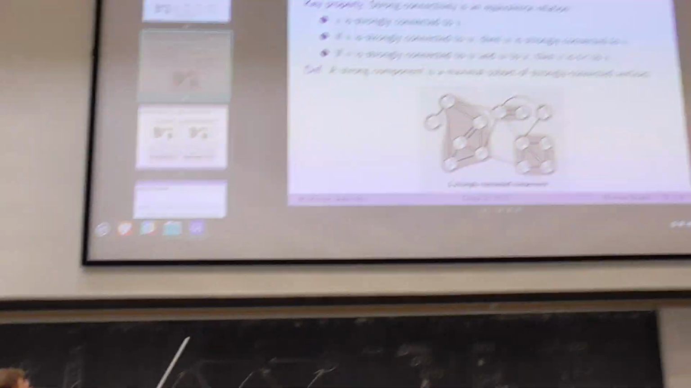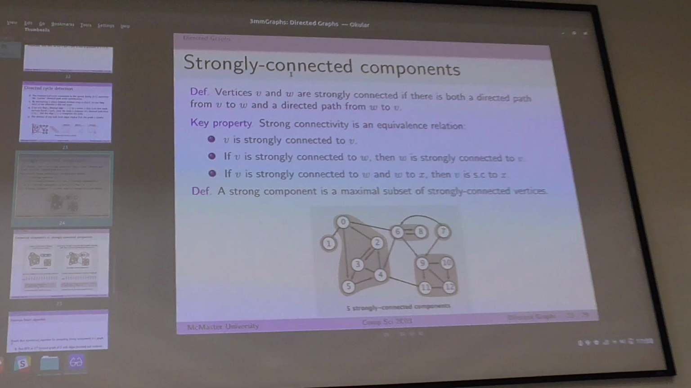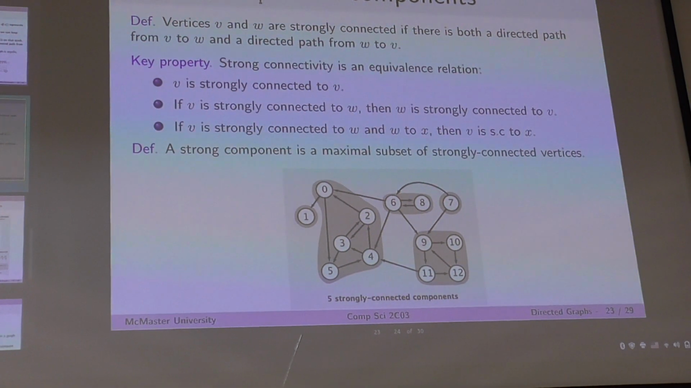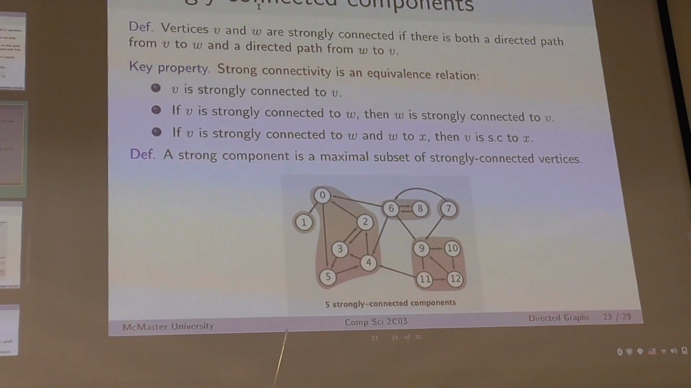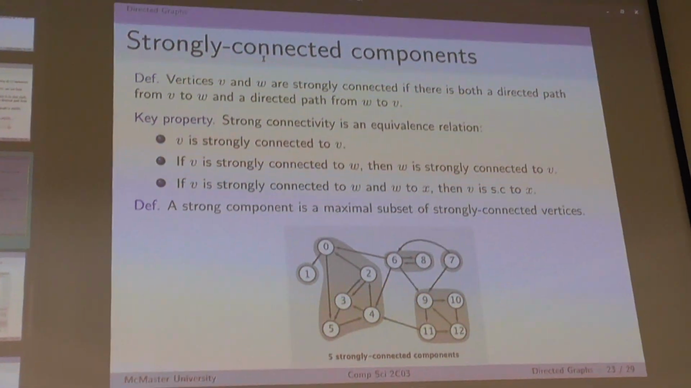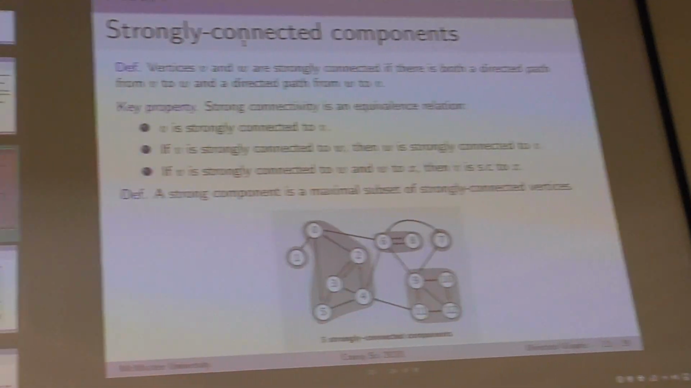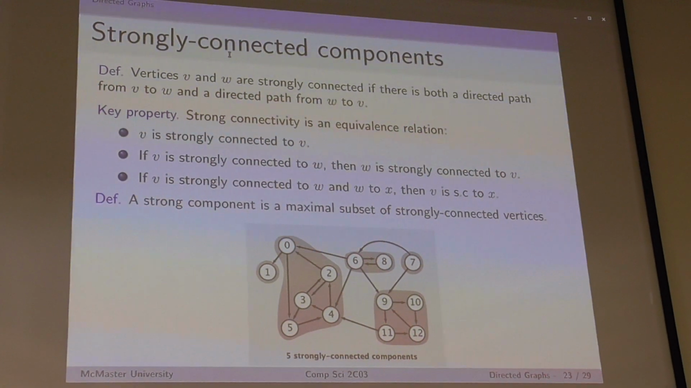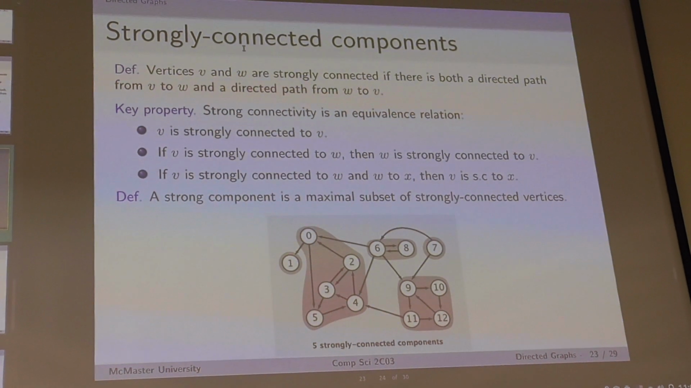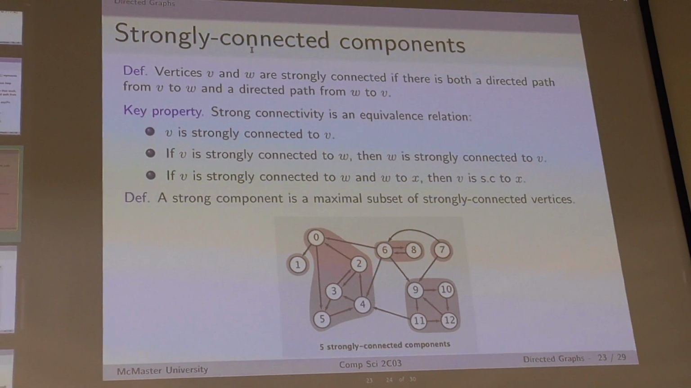You can already think of overlapping. This big one overlaps with a sub-cycle 3, 5, 4, right? As well, but anyway. 6, 8 is one, obviously. 9, 10, 11, 12 is one in this graph. Very good.